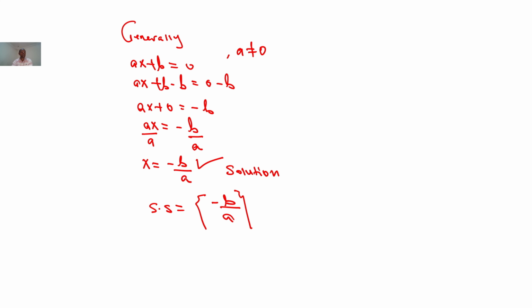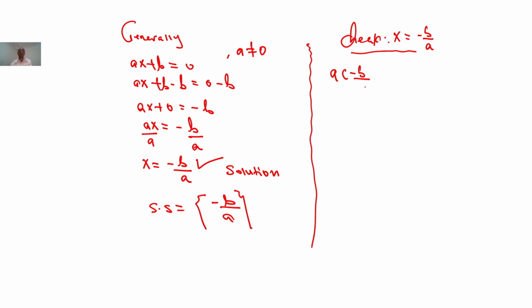Otherwise, x equal to negative b over a is the solution, since it satisfies the given problem that we have. How can you check this? For any value, check it. x is equal to negative b over a. We insert this value in place of x. This is a times negative b over a, plus b, is equal to 0.